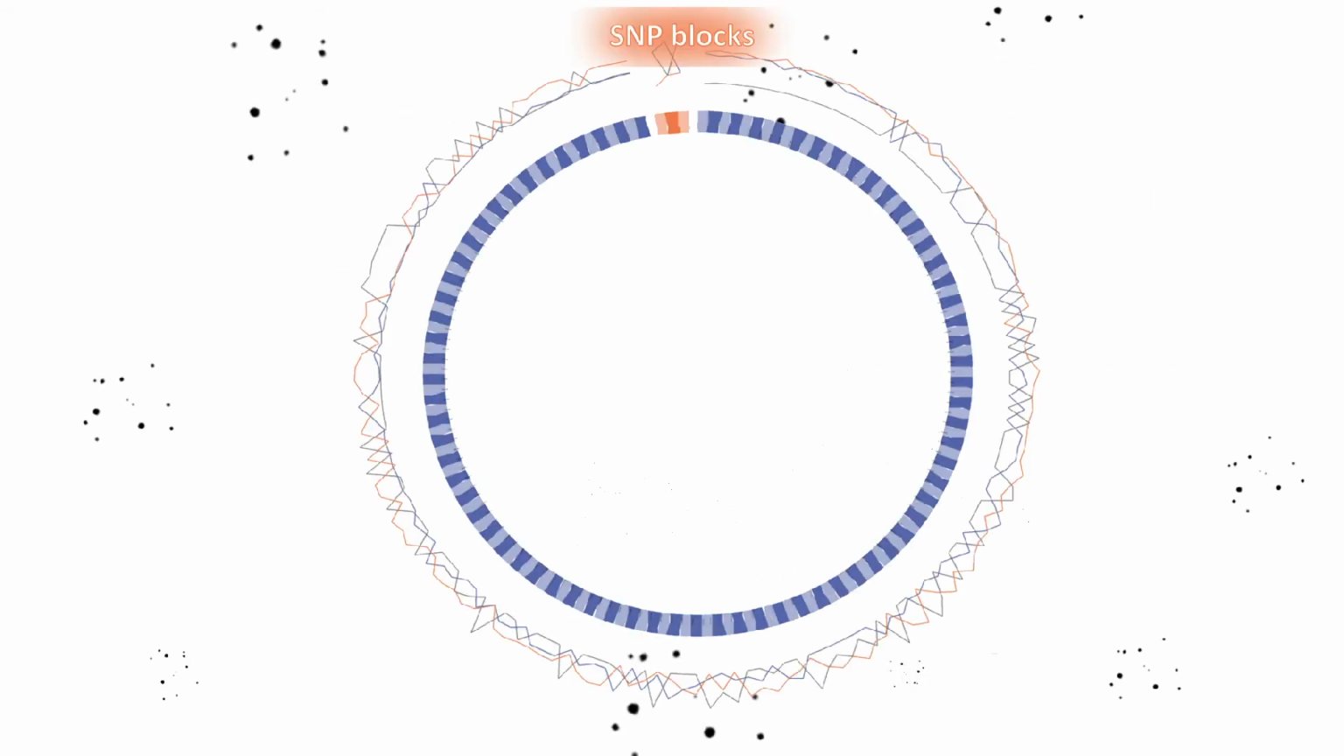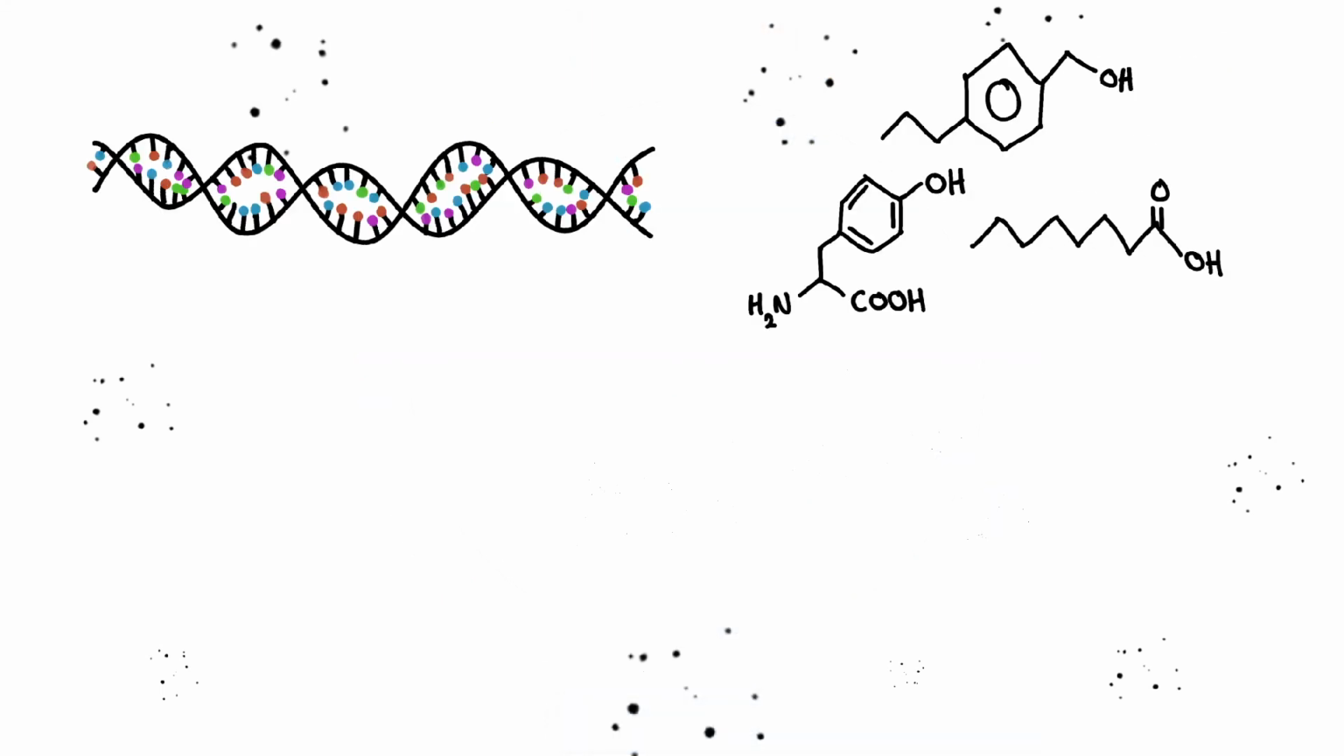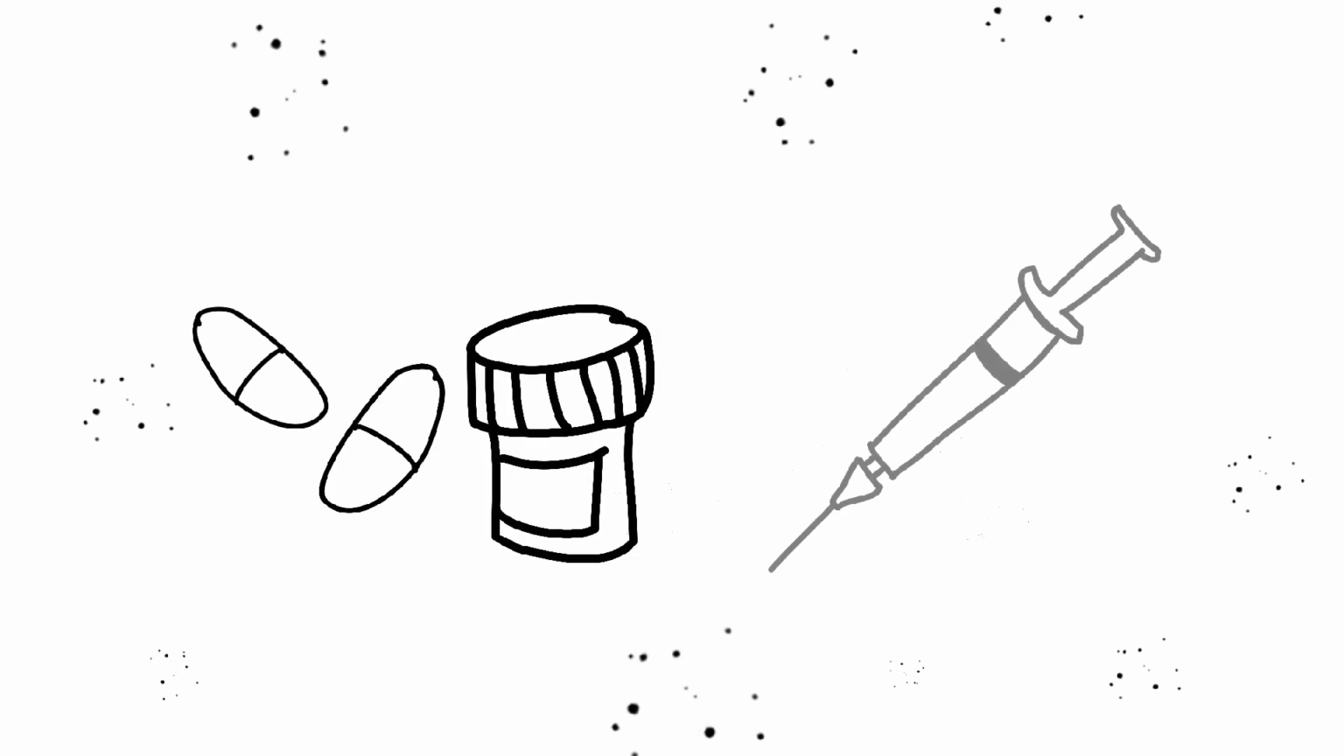integrate the datasets. We found several SNP blocks which significantly correlated with specific metabolites, identifying pathways which are potentially affected by these SNPs. Overall, this approach using established tools has identified links in the genomic and metabolomic changes that have evolved in this pathogen. The novel relationships identified here could help in drug and vaccine development to eradicate TB.